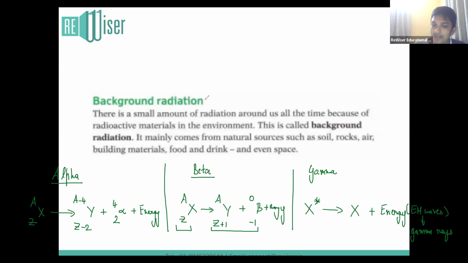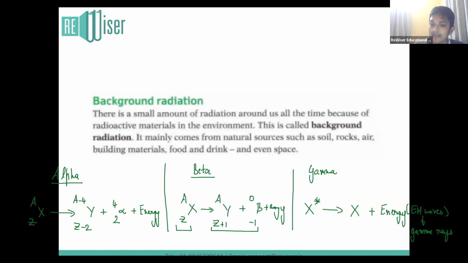The matter of fact is that it's just present in such a trace amount, and the amount of radioactive decay or the background radiation it produces is so small that it is practically incapable of causing any sort of temporary or permanent damage to any biological specimen around it. That's it. It's not only food, particles of soil, rock, air, drink, even space also contain background radiation.